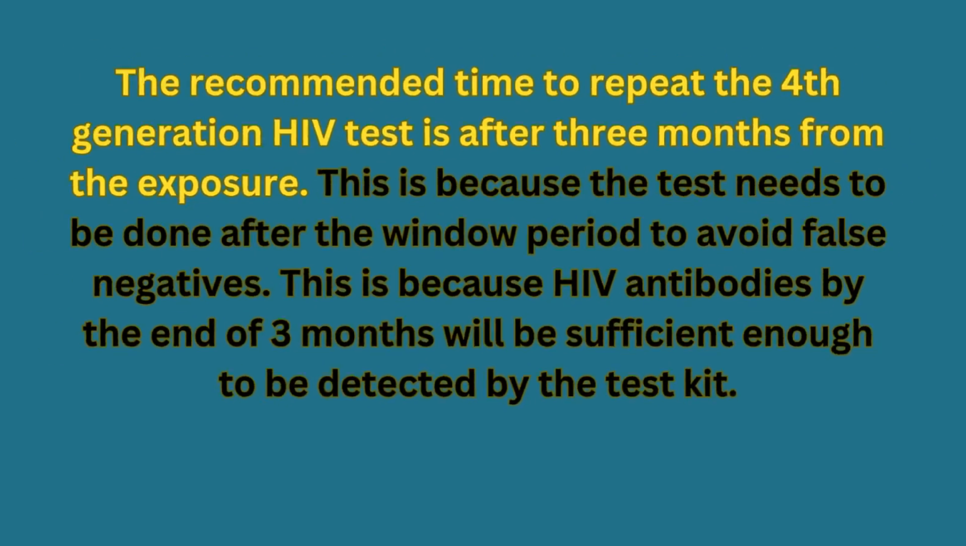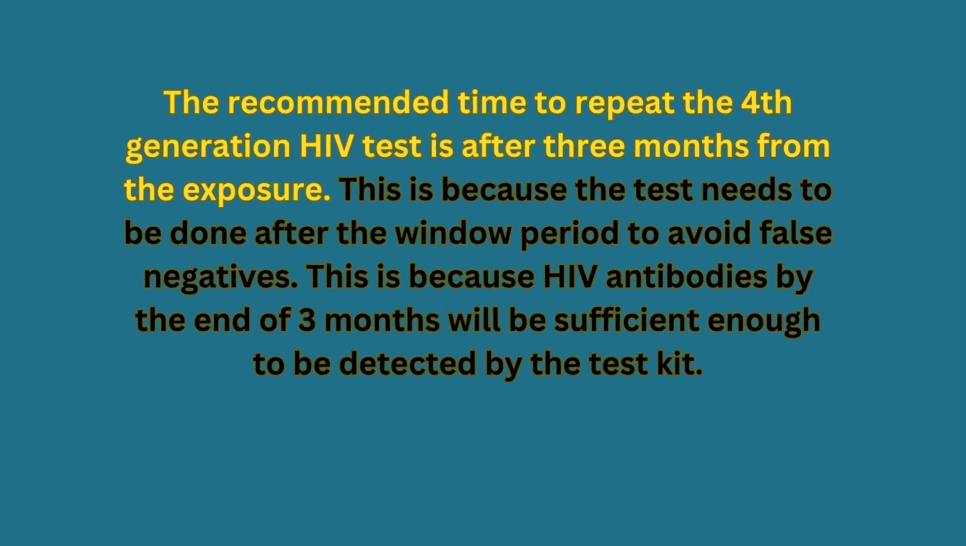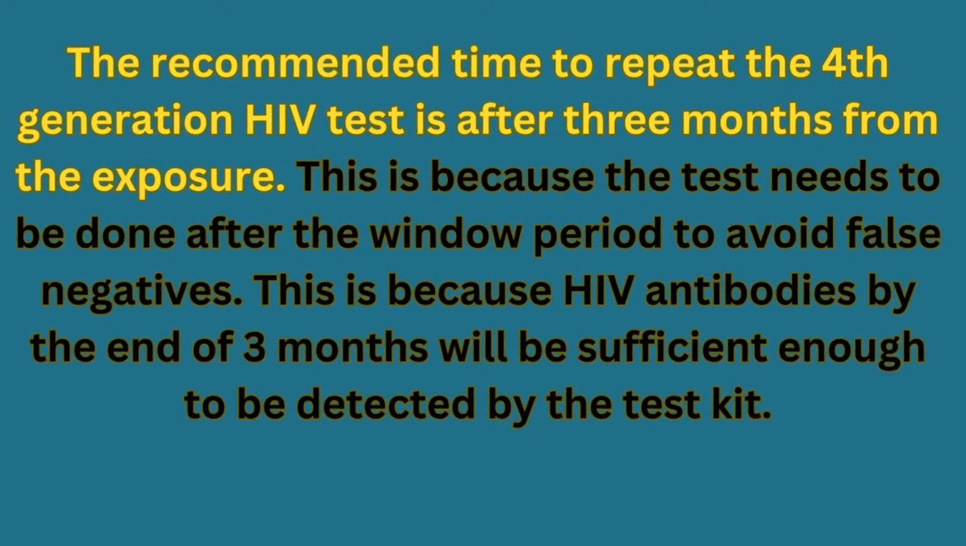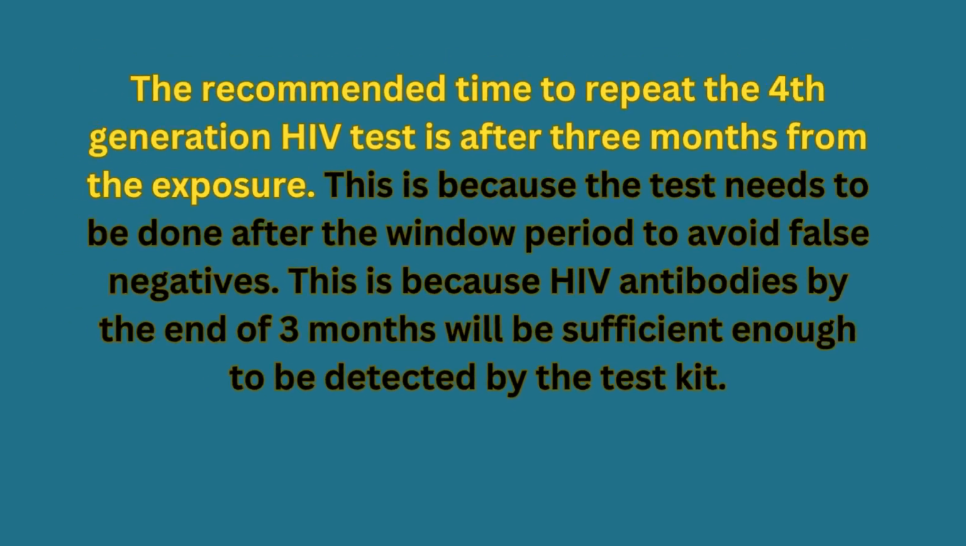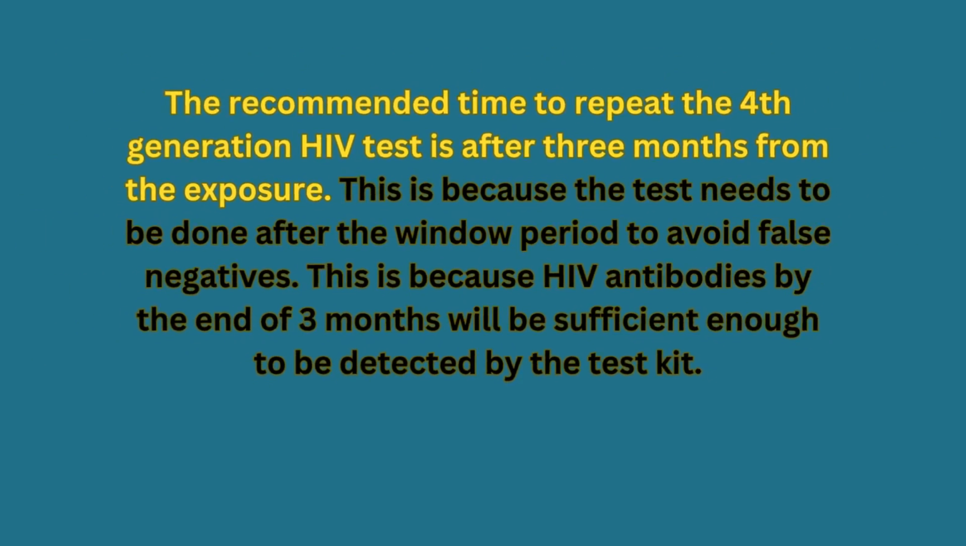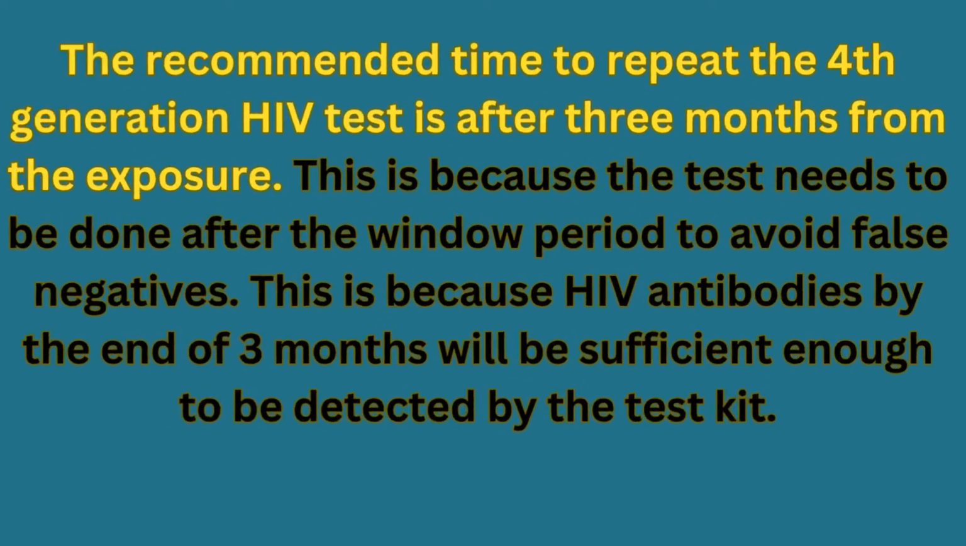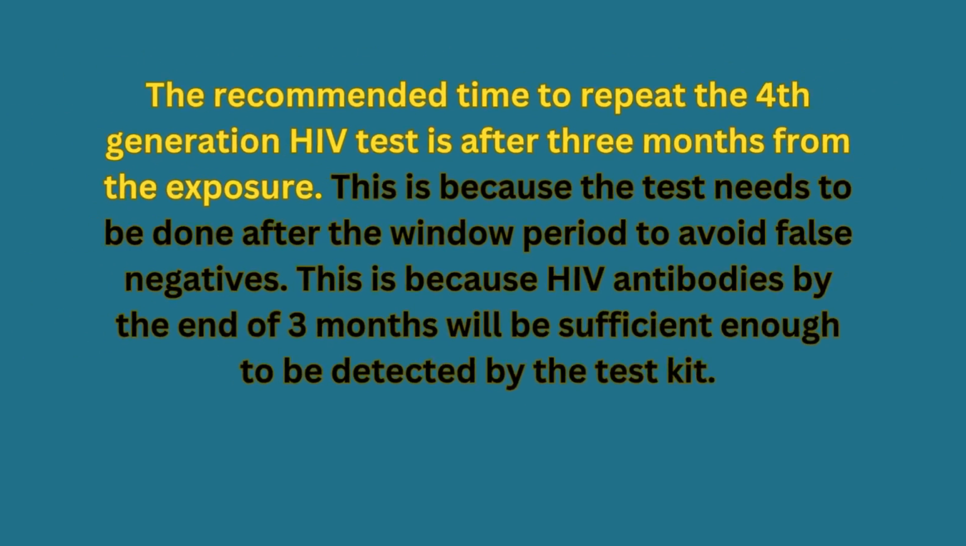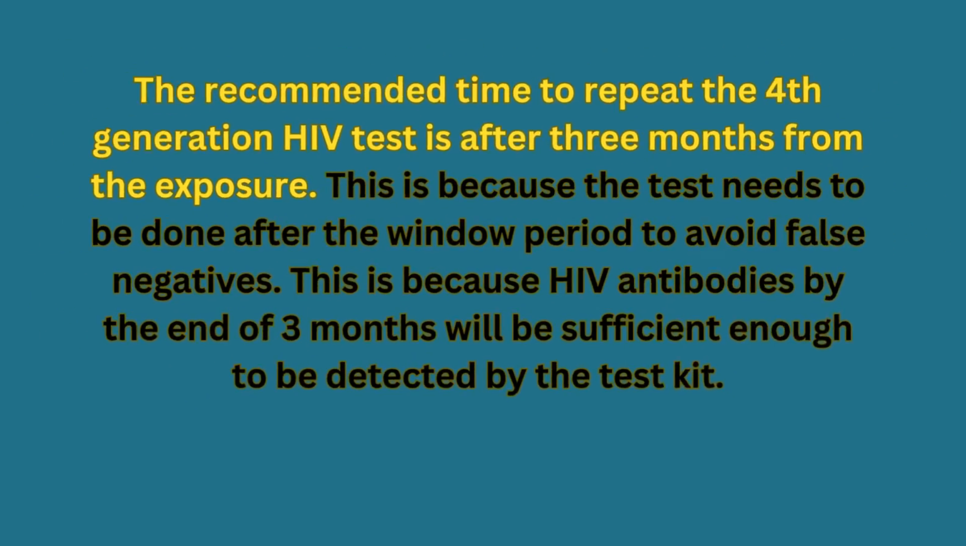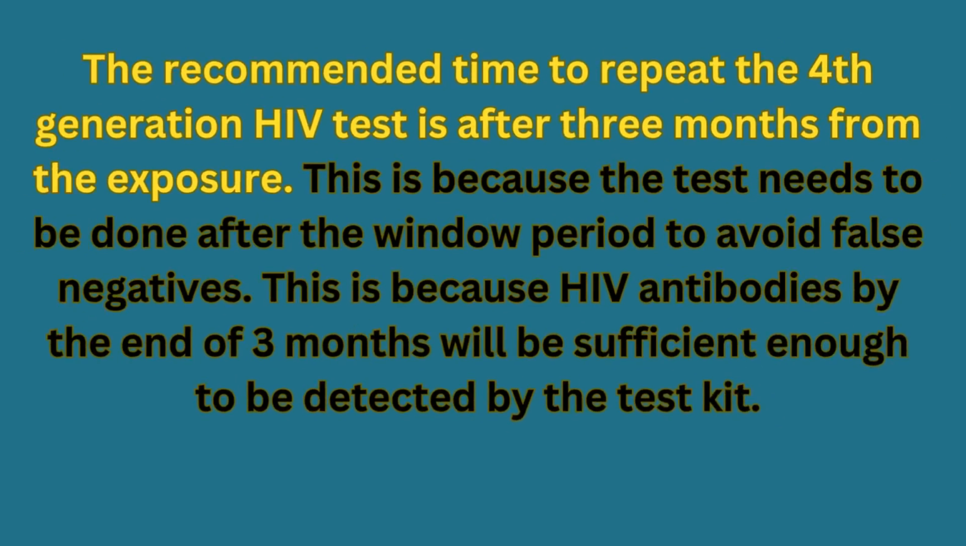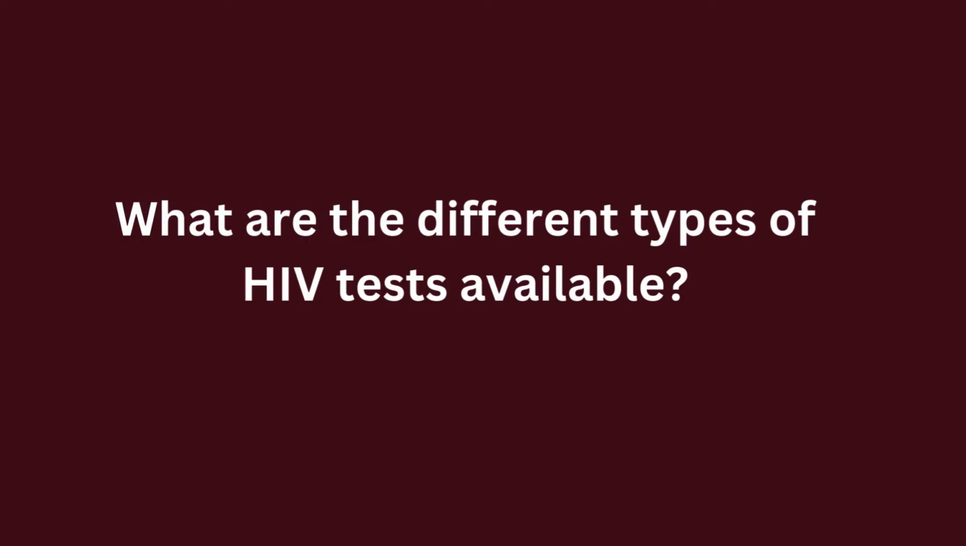What is the recommended time to repeat a fourth-generation HIV test? The recommended time to repeat the fourth-generation HIV test is after 3 months from the exposure. This is because the test needs to be done after the window period to avoid false negatives. This is because HIV antibodies by the end of 3 months will be sufficient enough to be detected by the test kit.